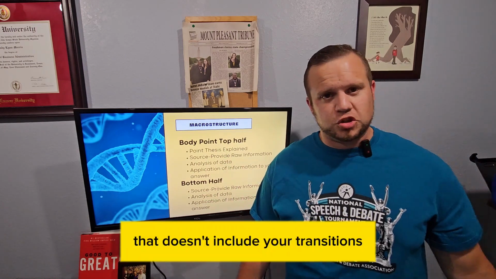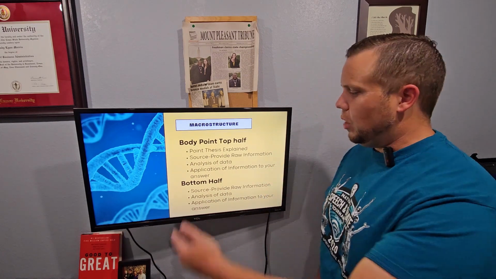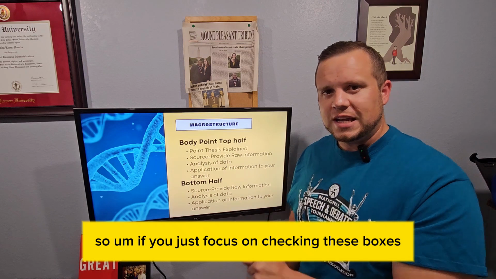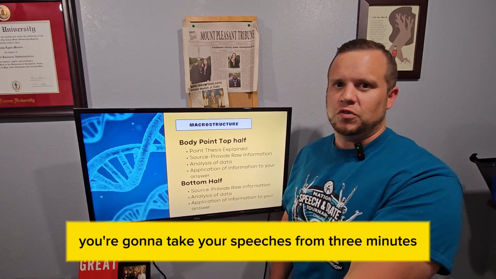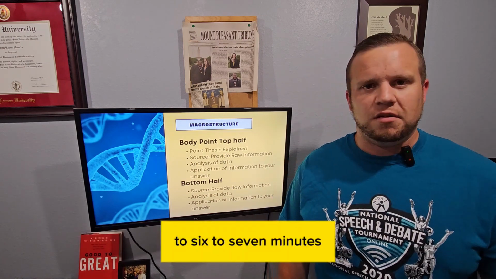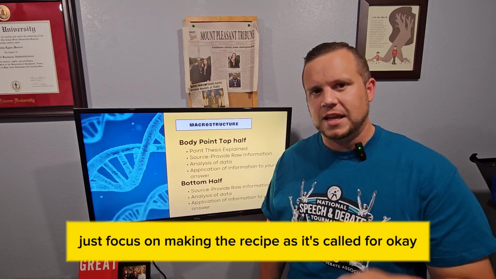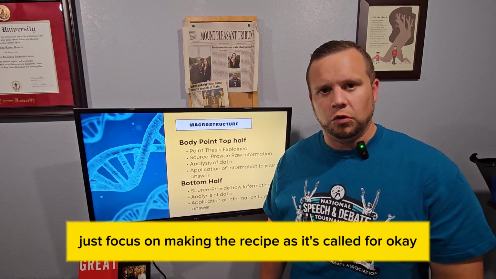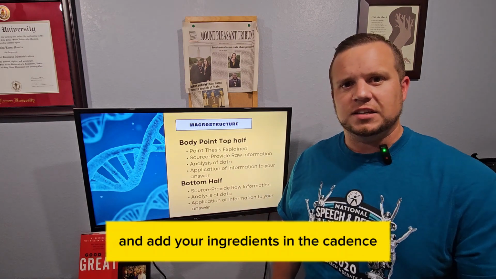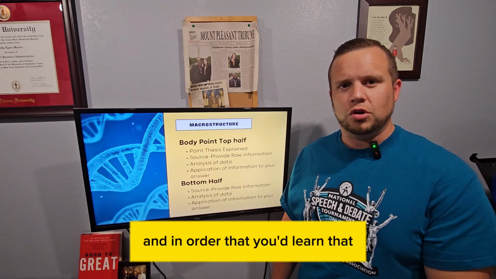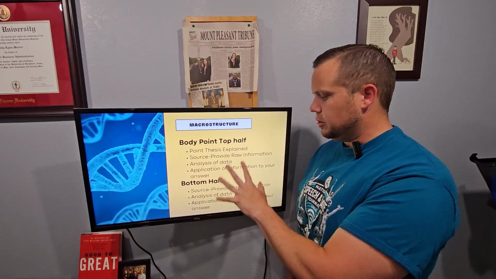That doesn't even include your transitions, which a lot of people will allocate time to inside of their body point. So if you just focus on checking these boxes and doing each of these things, even if it's just one sentence, you're going to take your speeches from 3 minutes and struggling to 6 to 7 minutes and have structure. And you're going to take a huge jump when you just focus on making the recipe as it's called for. Okay. Go by the book, go by the recipe, and add your ingredients in the cadence and order that you learn. Okay. So the macro structure of the body point looks something like this.